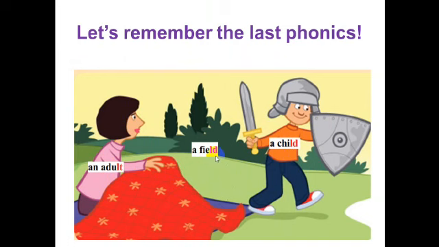A field. Excellent. Ild. And we have a quilt. A quilt. Excellent. Quilt. And what has the child got? He has got a shield. A shield. Ild. A child. A shield. A field. Ild. Okay? And adult, quilt.